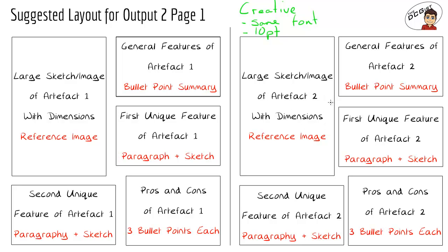So you'll have your large sketch or image, and again referenced. You'll have your general features of artifact 2. You'll have your first unique feature of artifact 2, your second unique feature of artifact 2, and then your pros and your cons of artifact 2. So the 2 pages should look very similar. The two sides of the pages should look very similar, but just writing about the 2 separate artifacts.